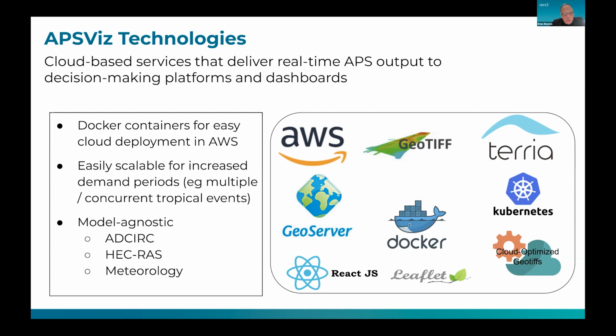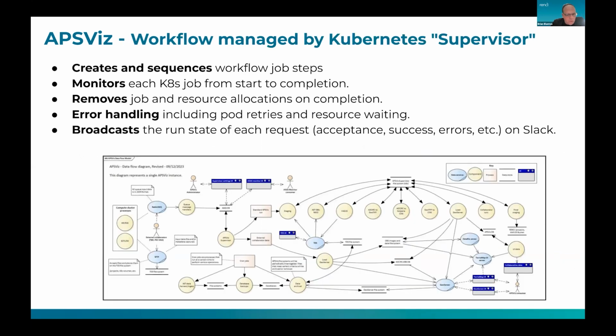The next slide will get into what the workflow actually looks like. Now, there's a lot on this slide, and you don't have to look at any of it, except realize that there's a lot, right? So the concept, what the Kubernetes supervisor does is it manages and creates a whole bunch of processes that allow us to go from the ADCIRC model all the way to the website. And there's containers, there's processing running around.